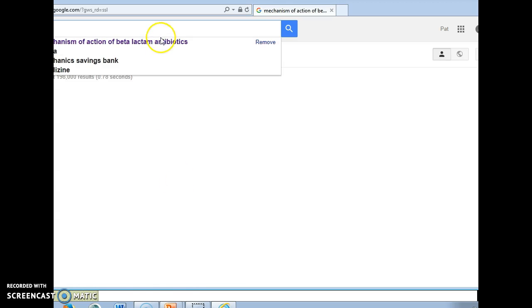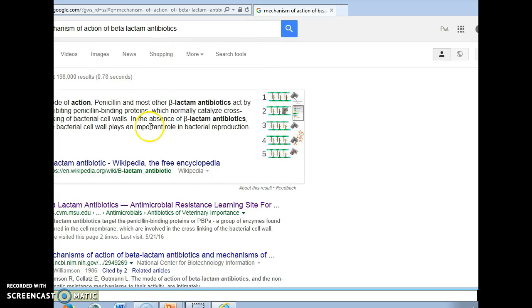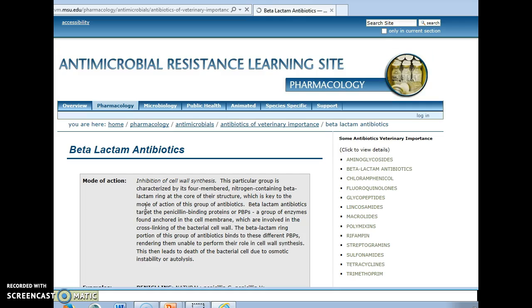I'm just going to start typing, and of course I had already looked this up, so I found a great website, which is actually a veterinarian website, that gives us some great information. It tells us that the mode of action is inhibition of cell wall synthesis, and that makes lots of sense because when you think about bacteria, which are single-celled organisms, many of them at least rely upon the cell wall to function. In some cases that's not true, but in most of the bacteria we're talking about, that is true.